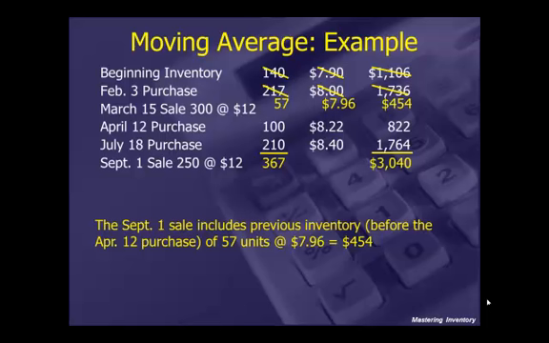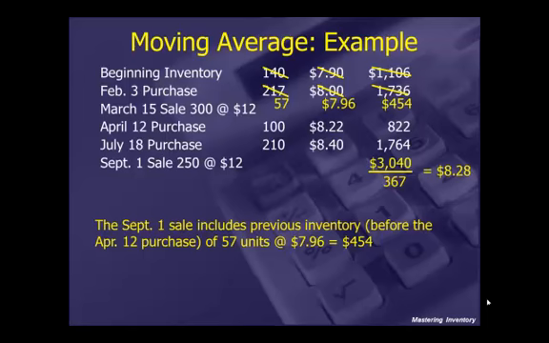All right, now that brings us up to the September 1st sale. And that sale includes previous inventory before the April 12th purchase, where we had the 57 units at $7.96 or $454. So that's where they've marked that through, updated. That's our inventory that we're carrying forward. And we will combine it then with our April 12th purchase and our July 18th purchase, making us have 367 units in inventory at a cost of $3,040. We need to update the average. The average now is $8.28.